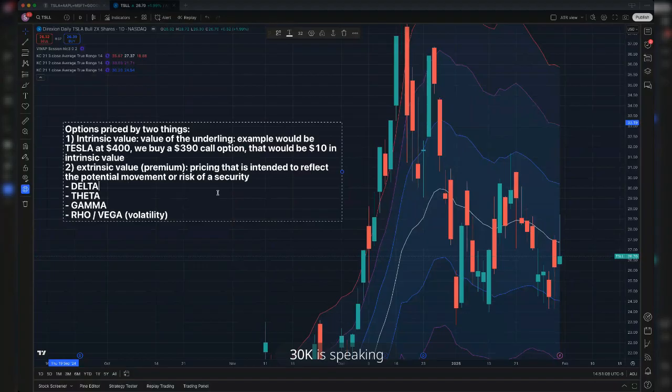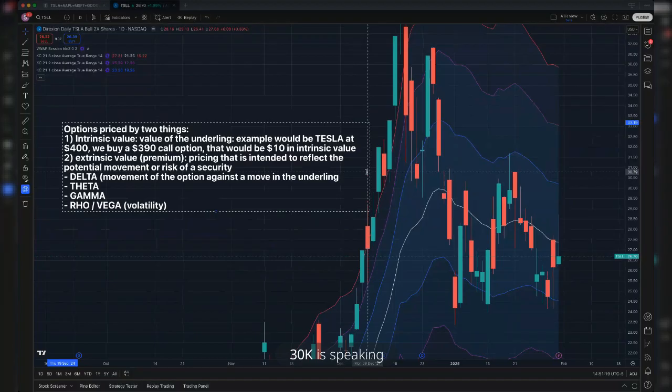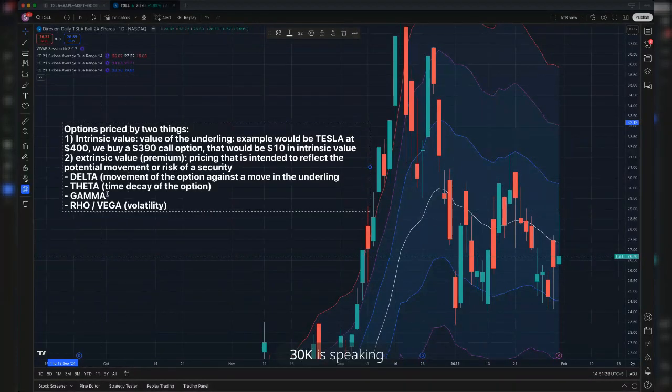So delta is the movement of the option against a move in the underlying. I'll come back to each of these. Theta is the time decay of the option. And then gamma is the rate of change of delta relative to a move in the underlying. I know that is super confusing and it's annoying.